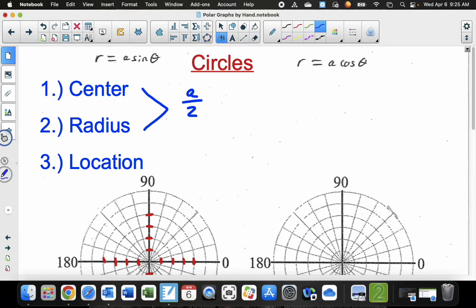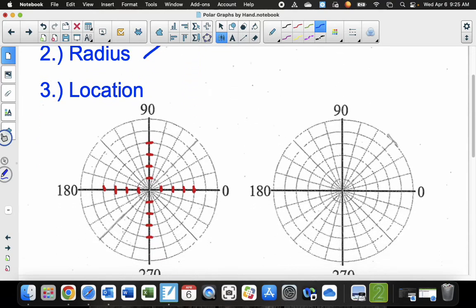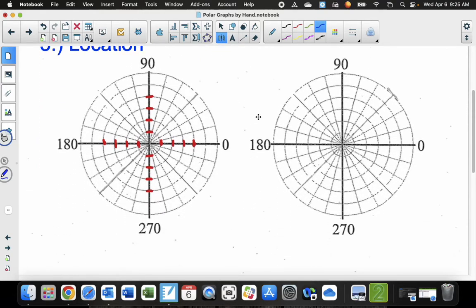Same concept with the cosine ones. Cosine is x on the unit circle, which means the circles will be on the x-axis, either the 0 or 180. How do you tell? Same way. If a is positive, then you're on the positive side of the x-axis, the 0 degrees. If a is negative, you're on the 180 side, the negative side of the x-axis. So sine is on the y-axis. If a is positive, it's above. If a is negative, it's below. Cosine is on the x-axis. If a is positive, it's to the right. If a is negative, it's to the left. Does that make some sense?